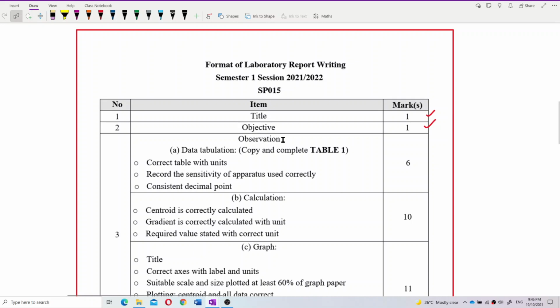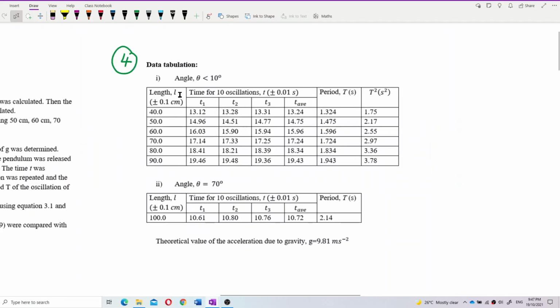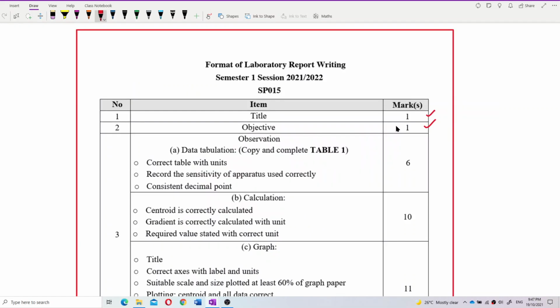Now, how about this observation? Does it have all these criteria? First of all, you must have a correct table with units. So it has a correct table. And the units, does it have units? Yes, it has units. You see that? Centimeter, second square. So the units are given. So the first part is okay.